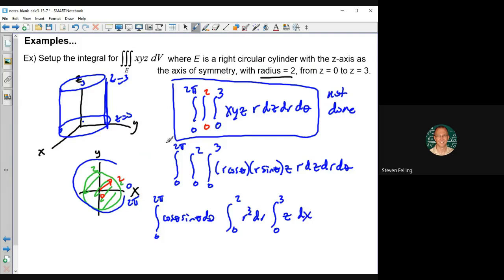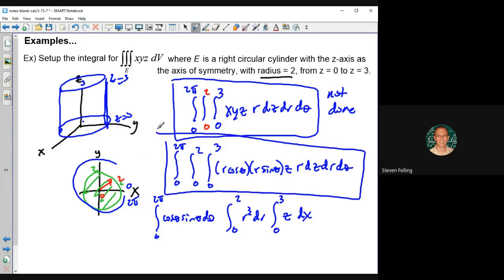But the answer to the question is really this. This is the correct answer, not this one here. Because you don't want to leave the x and y still in there when we're using cylindrical. All right.